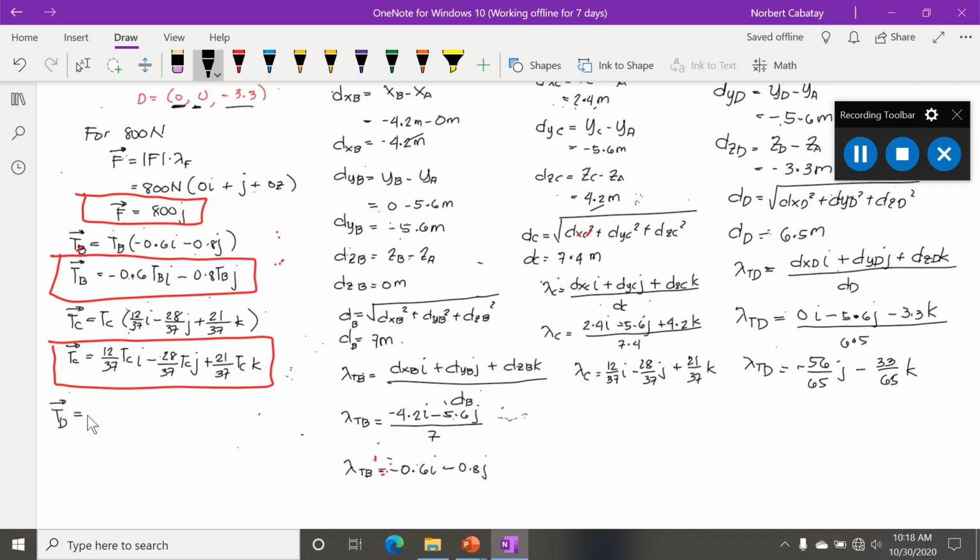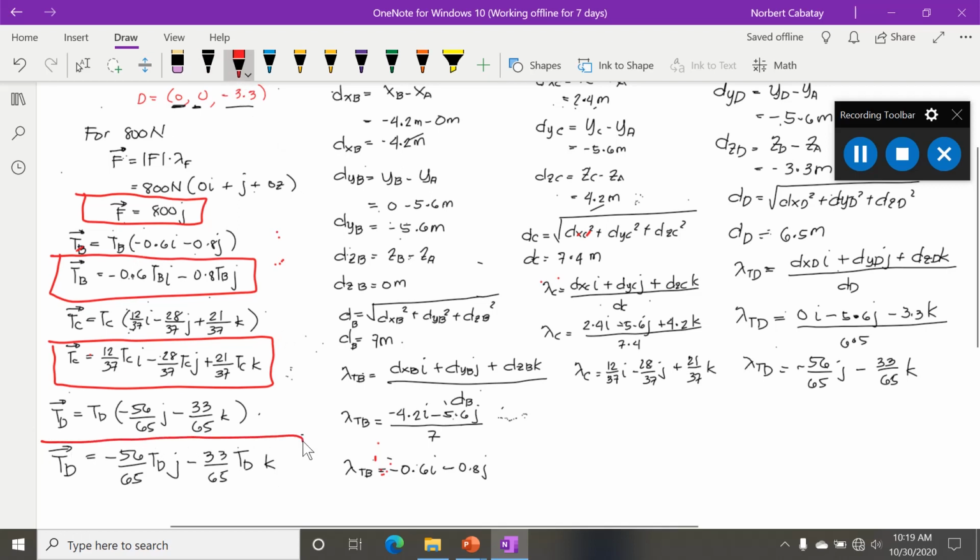tension D in vector form is yung T sub D natin, na hindi natin alam yung kanyang magnitude, multiplied by the lambda, negative 56 over 65 j minus 33 over 65 k. Or T sub D is equal to, distribute nyo lang, negative 56 over 65 T sub D j minus 33 over 65 T sub D k. Yan. So, you have the forces in vector forms nga lang, nawawala yung kanyang magnitude. And yun yung target natin.